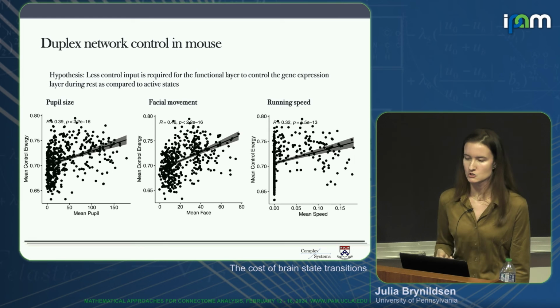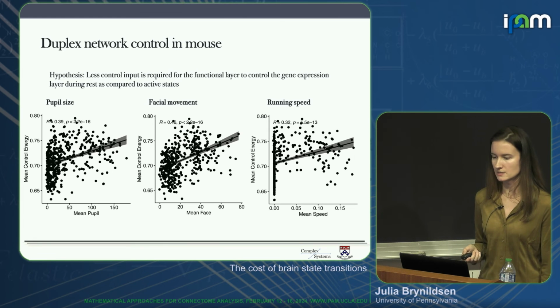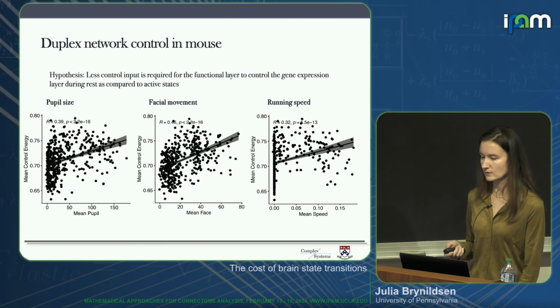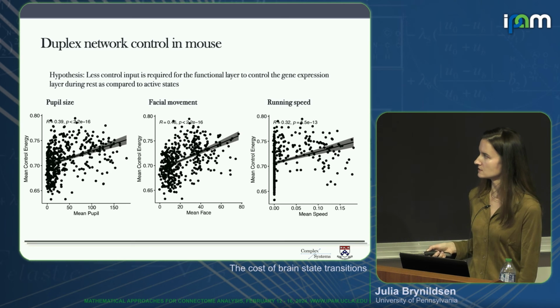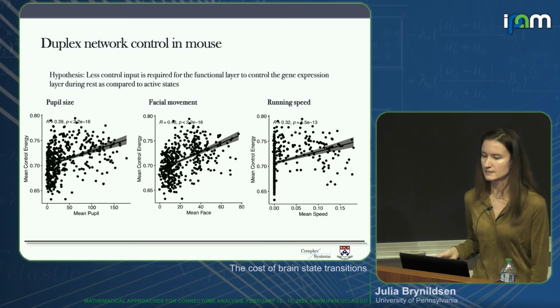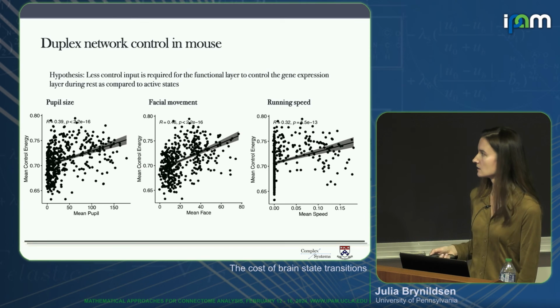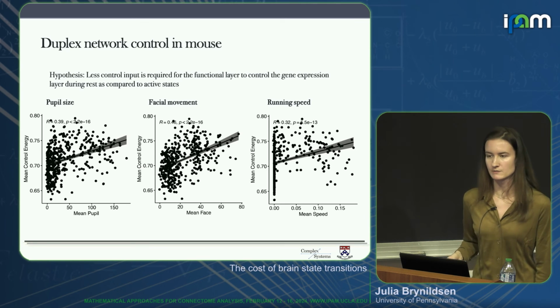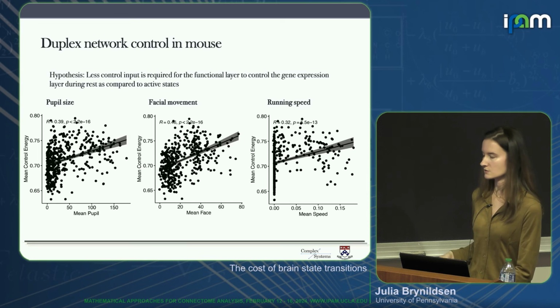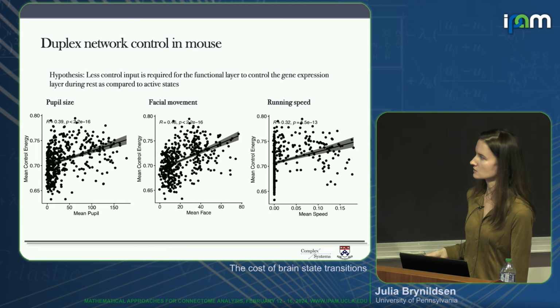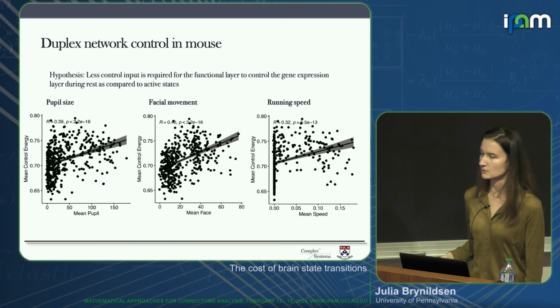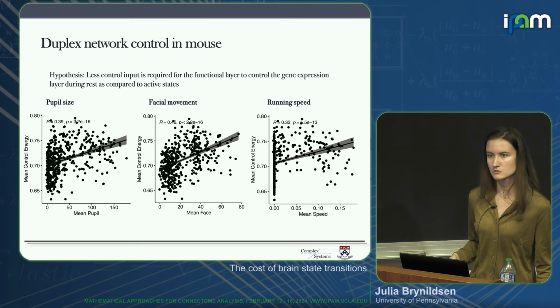And if we look at the relationship between control energy at each time point and each of these behaviors, we can see that there's generally a positive relationship between behavior and control energy, such that high levels of activity or arousal are associated with higher energetic cost. And we see this pretty consistently across every mouse.